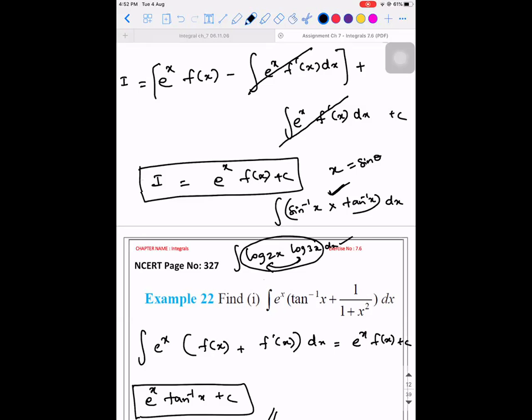Okay, because I have no function, right? You cannot take one as the first function and the other as second. So when do you apply by parts? Again, I'm telling you, only when you have a combination of different functions, different nature of functions, right?